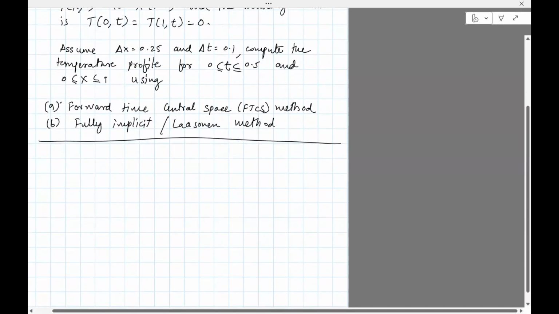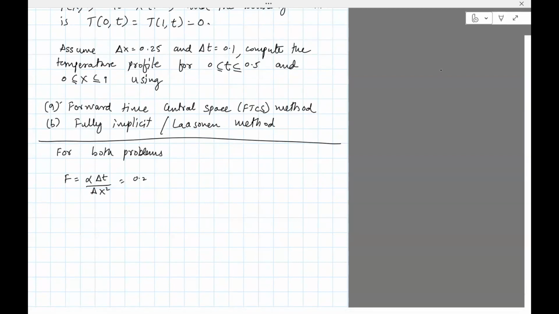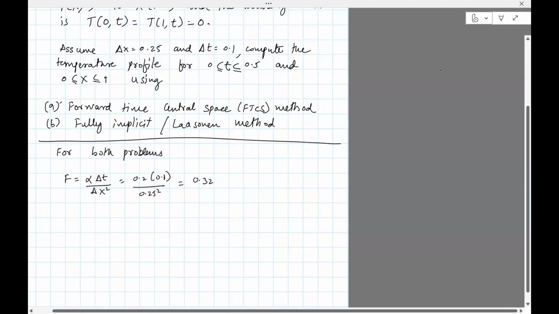So this is true for both problems. F is alpha delta t divided by delta x squared. So 0.2 times delta t of 0.1 divided by 0.25 squared comes out to be 0.32, which is less than half for FTCS. For FTCS to be stable, it should be less than half, and this is satisfied by the given capital F.